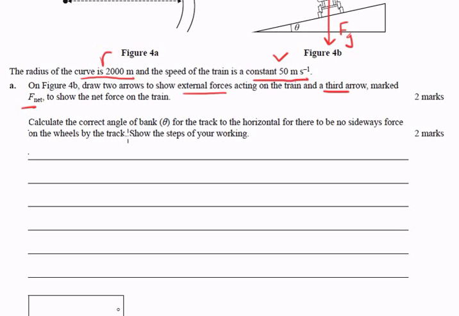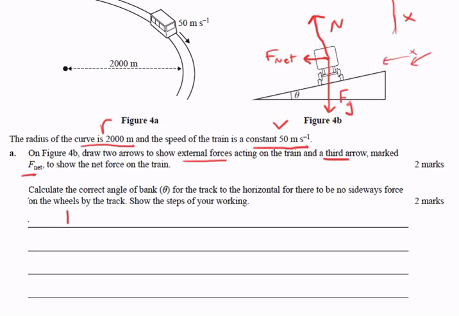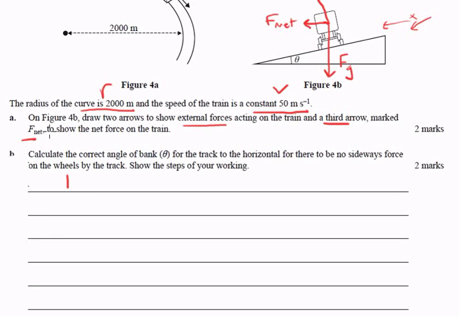Right, calculate the correct angle of the bank for the track to the horizontal for there to be no sideways force on the wheels on the track. Show steps in your working. Right, the formula that I have on the cheat sheet, when there are no other forces apart from these two, is tan theta equals centripetal force over mg. If you put the formula for centripetal force in, actually no, stop here.